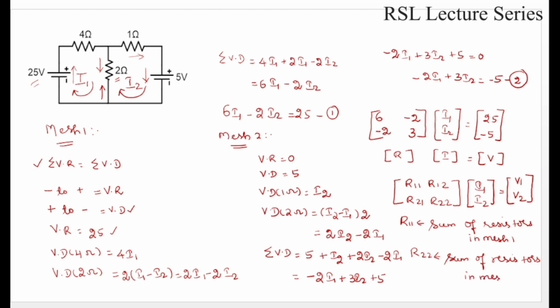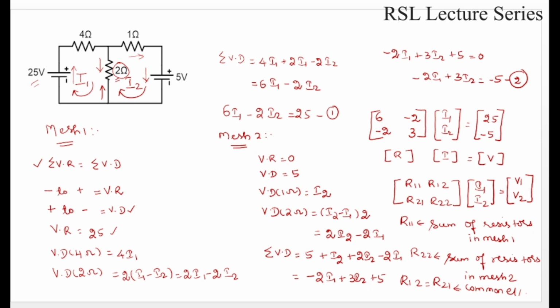If you see the off diagonal elements, R12 will be equal to R21. This is nothing but the common element between mesh 1 and 2, with the negative sign. This 2 ohm resistor is the common element between mesh 1 and 2. So here we have this common element with the negative sign, -2, -2. So R12 is equal to R21, the common element with the negative sign.